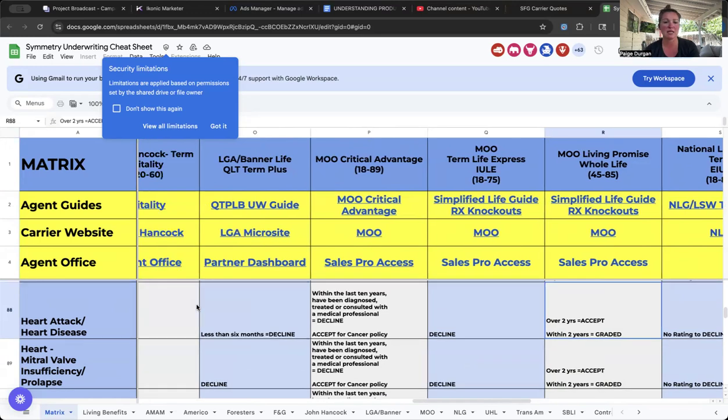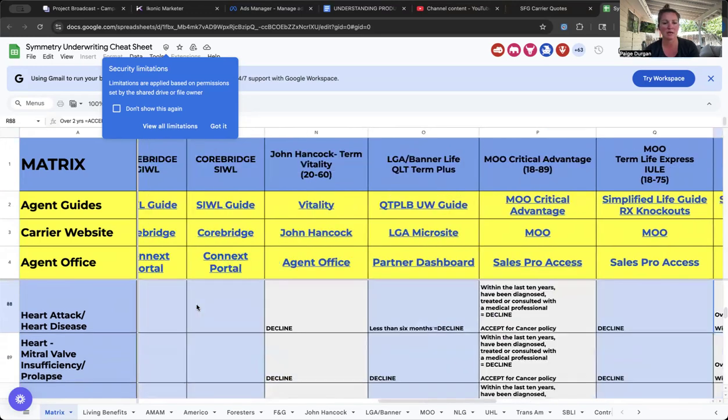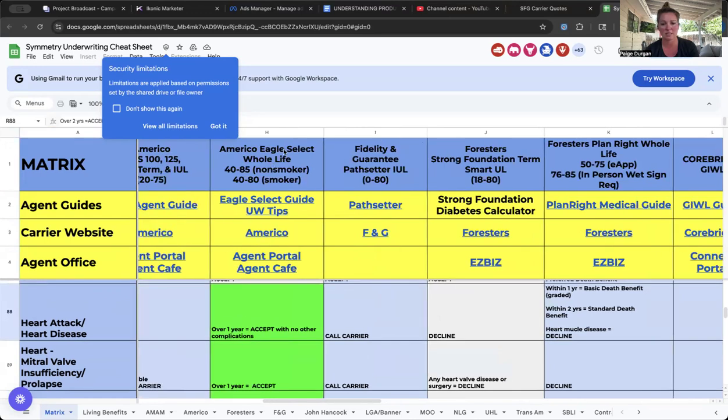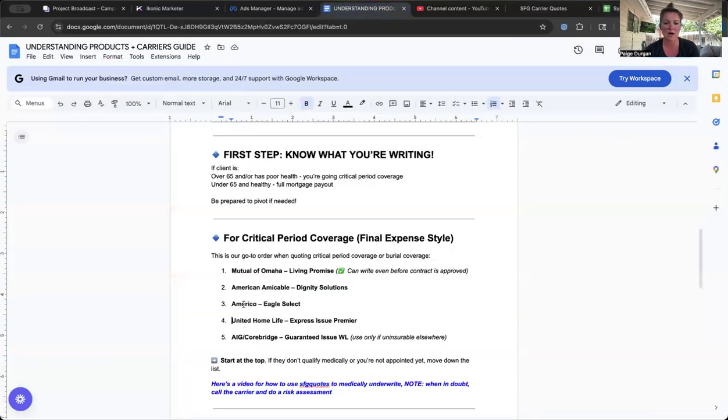Scroll down. If it was less than 2 years ago, then we keep looking and see which carrier is going to be an option. So Americo Eagle Select is over a year, so that could be an option for us if it's within that time frame. Okay, so you're just going to use this document. You're going to start with Mutual of Omaha, see if all their conditions are good for this one. If not, you're going to move on down.